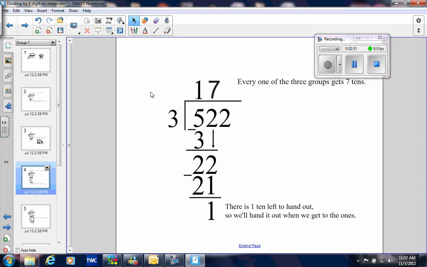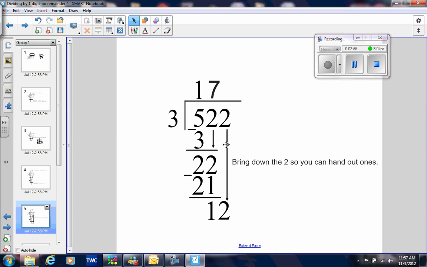So in order to hand out the ones, we go ahead and bring down that 2. I have 10 ones here from before, 2 ones that I had at the beginning, for a total of 12 ones that I need to hand out. Okay.